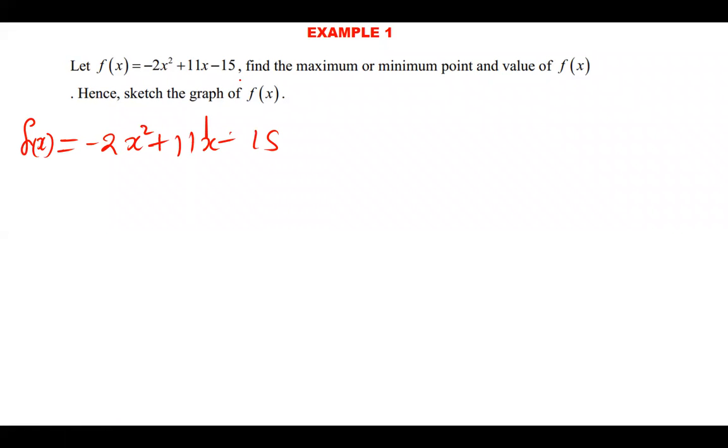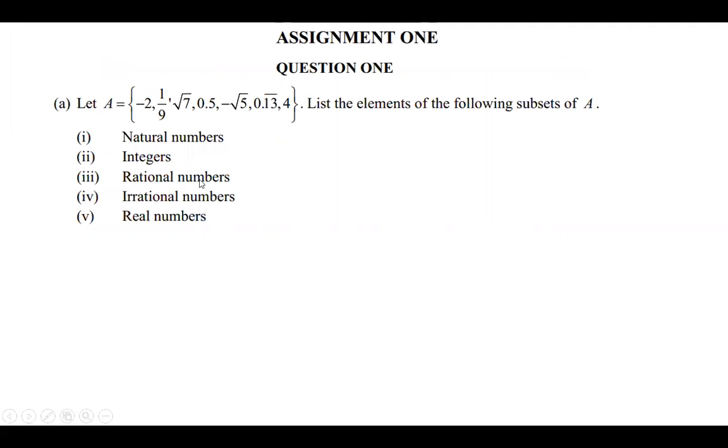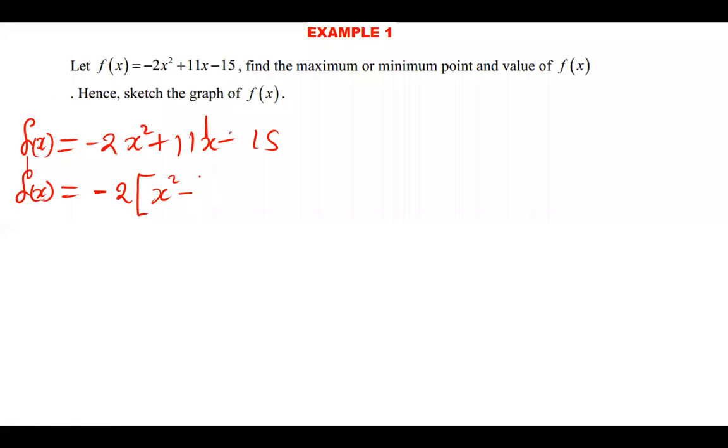The first thing that you need to do here is factor out the negative 2. So we have f of x is equal to, when you factorize negative 2 there, we're going to have open brackets. We remain with x squared, and then the next one will be negative 11 over 2 x. Then we have minus 15 outside.